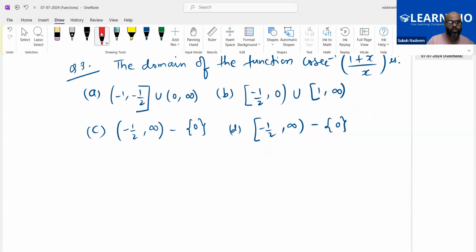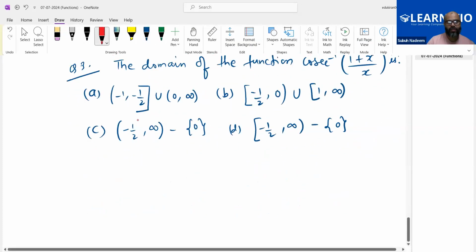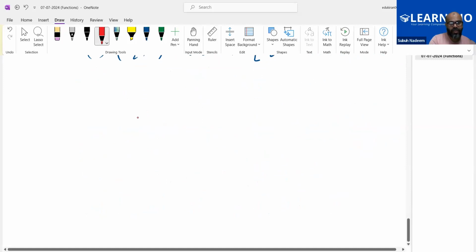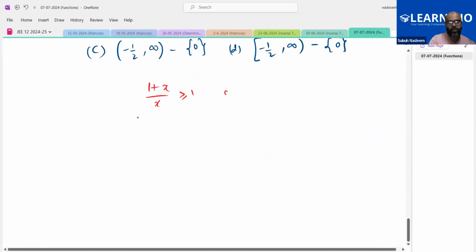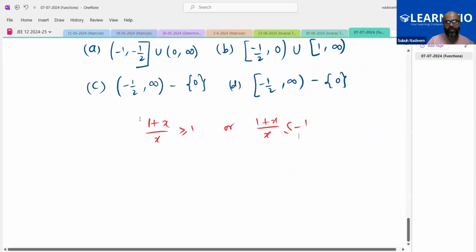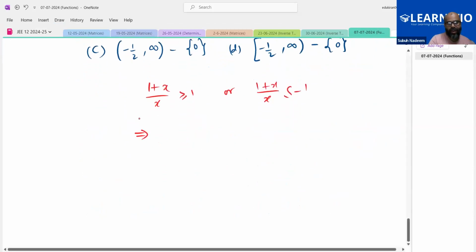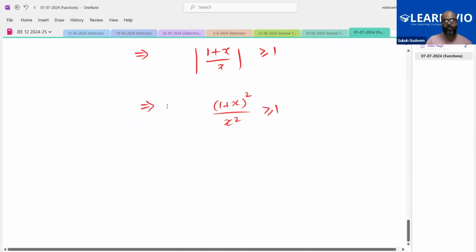Let us see. So cosec inverse of (1 plus x) by x it is. So (1 plus x) by x should be either greater than or equal to 1 or less than or equal to minus 1. That is for the cosec inverse input. If you want to write it combined, (1 plus x) by x mod is greater than or equal to 1. You can apply both of these conditions by using a single mod, and then square it. So (1 plus x) whole square by x square is greater than or equal to 1. So that mod vanishes. This is for easiness.